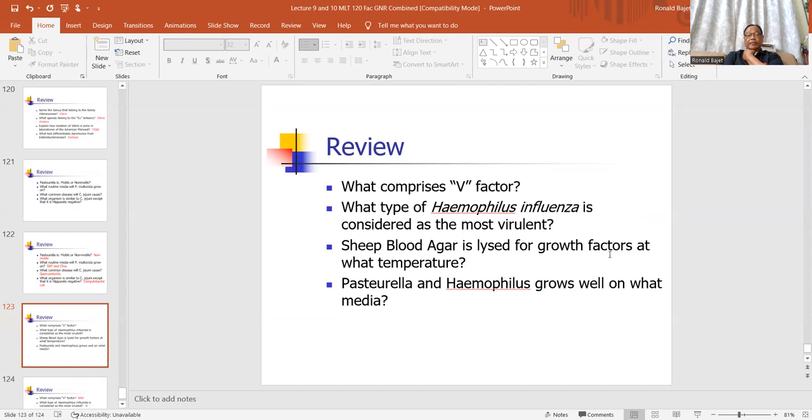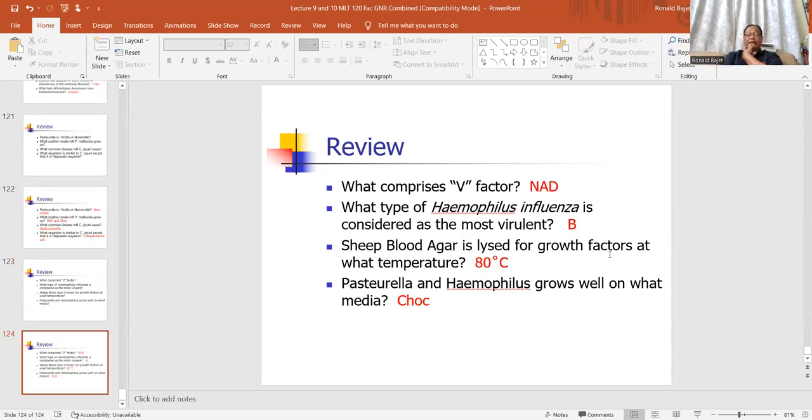Okay, what is the V factor? The V factor is NAD. What type of Haemophilus influenzae is considered the most virulent? That's type B, as in Bravo. Sheep blood agar is heated for growth factors at what temperature? How do you make chocolate agar? The temperature is slow heating at 80 degrees centigrade. And Pasteurella and Haemophilus grow well on what media? That's chocolate. Remember, with blood and chocolate read together, there is more growth on chocolate for Haemophilus. So Haemophilus likes chocolate, and so does Pasteurella. Routine cultures that Pasteurella likes are blood and chocolate. Okay, V factor is NAD, the most virulent type is B, you heat sheep blood agar to 80 degrees centigrade, and Pasteurella and Haemophilus grow well on chocolate.